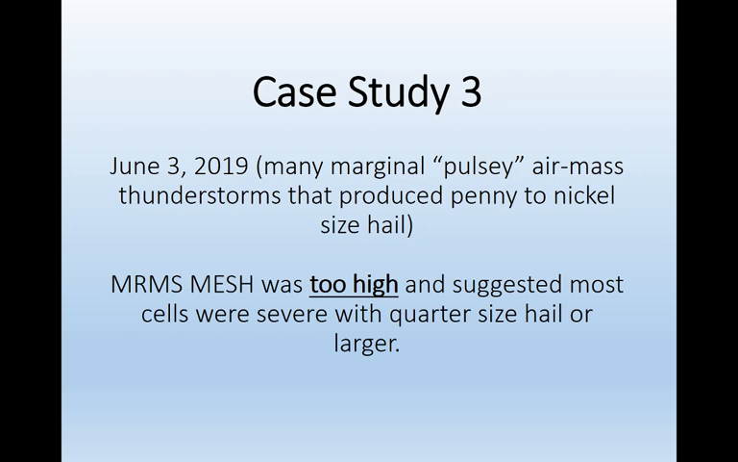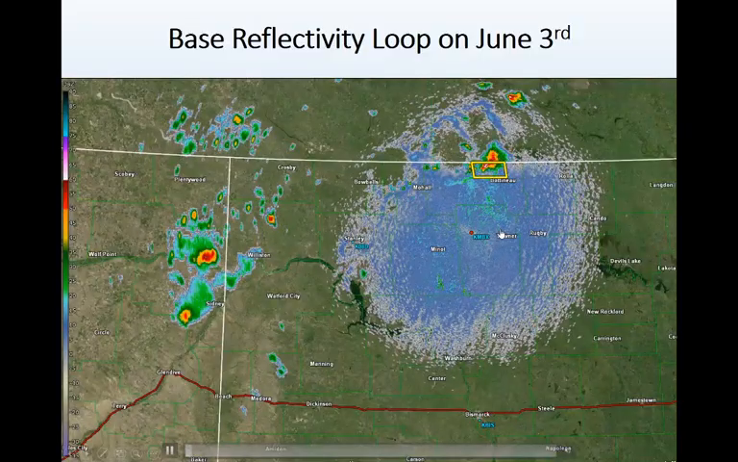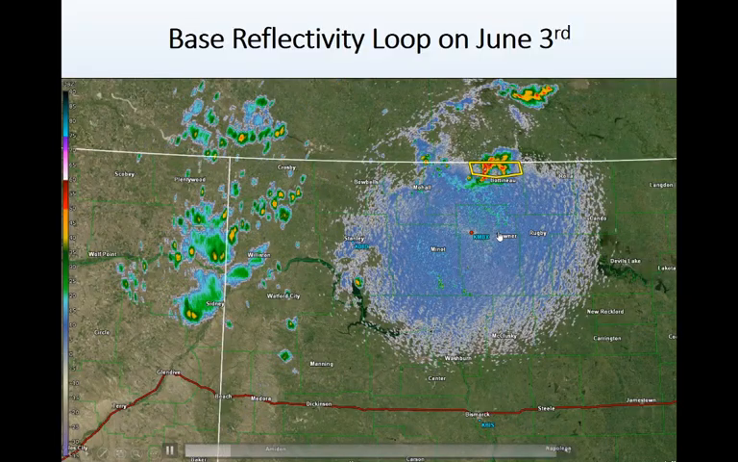So this is another day where we had weak shear, less than 30 knots from 0 to 6 kilometers, but decent CAPE, around 1,000 to 2,000 joules per kilogram of CAPE. And it resulted in many marginal pulsy air mass thunderstorms that essentially ended up producing lots of penny to nickel sized hail, but no severe hail. MESH was too high on this day as well, similar to case study 1.